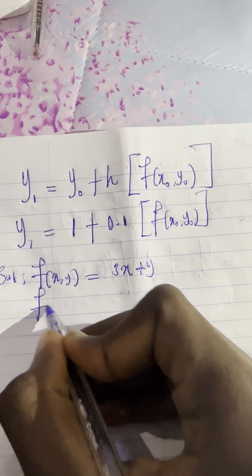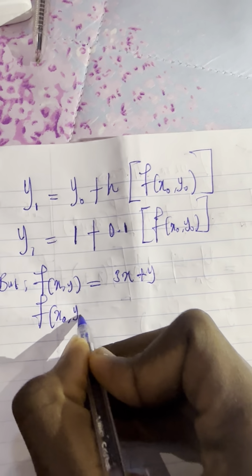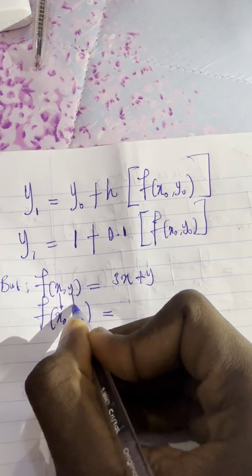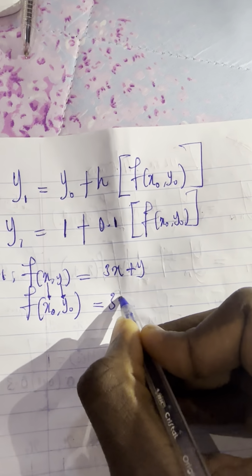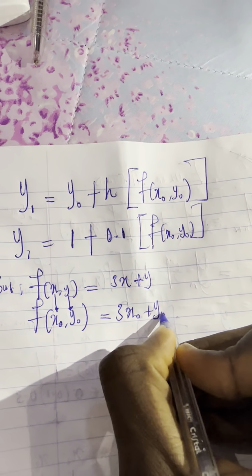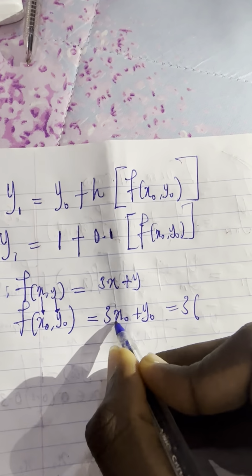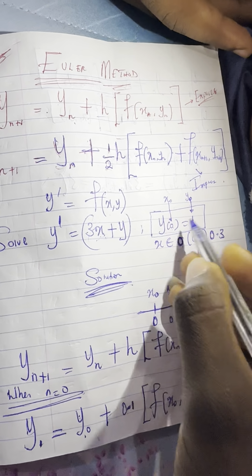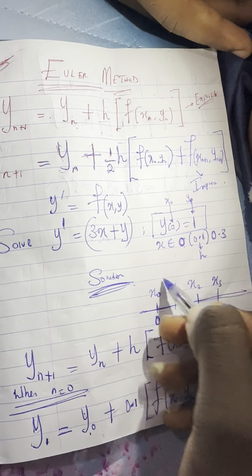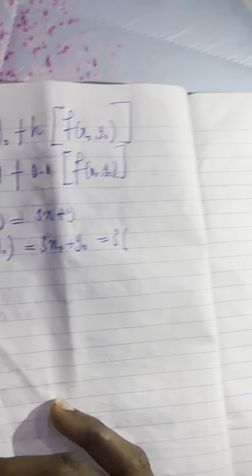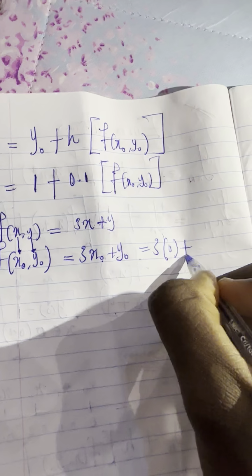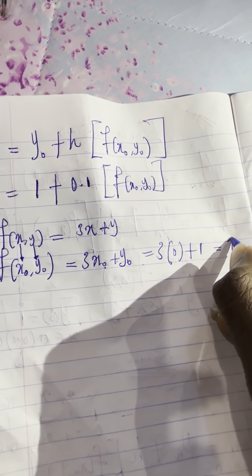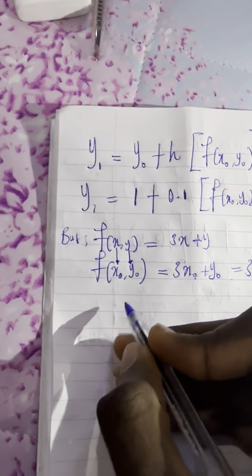If I want to look for f of x naught, comma y naught, this is just like a function. Wherever you see x, you put x naught. Wherever you see y, you put y naught. That's 3x naught plus y naught. I remember my x naught is still 0. What's my y naught? 1. So this should give us 1 straight up.